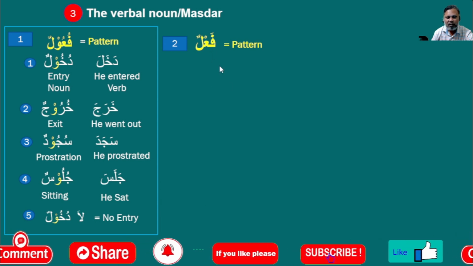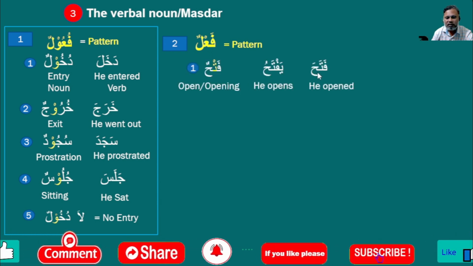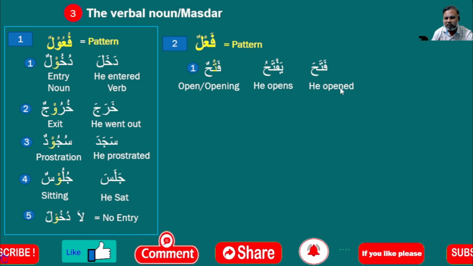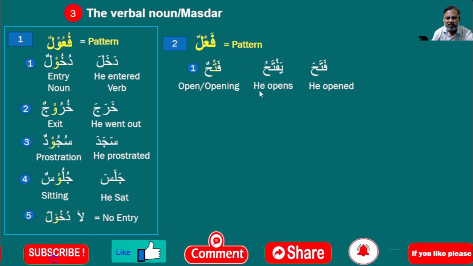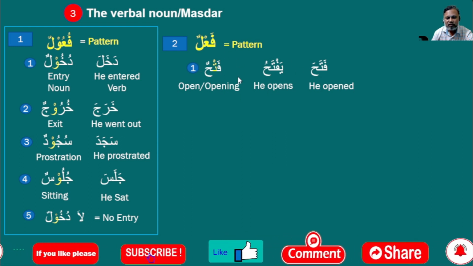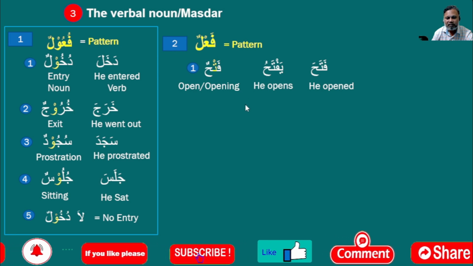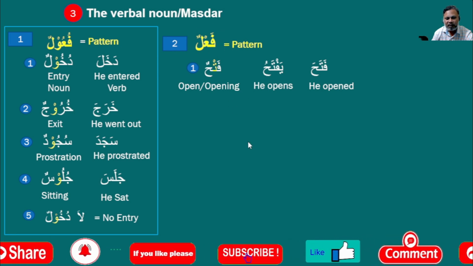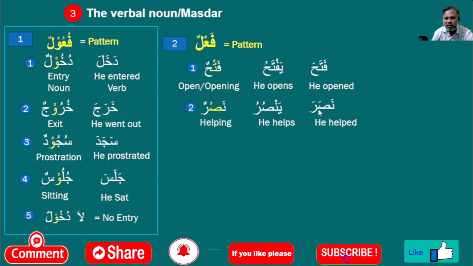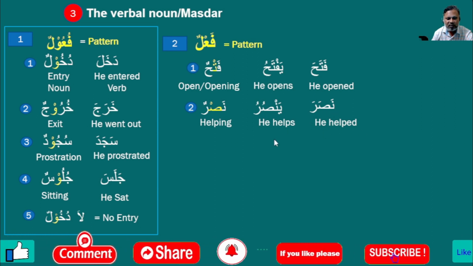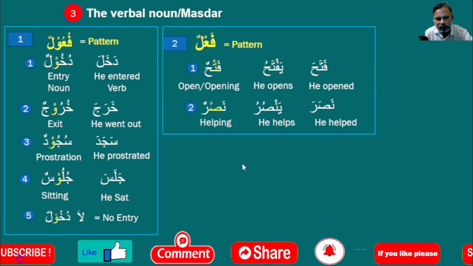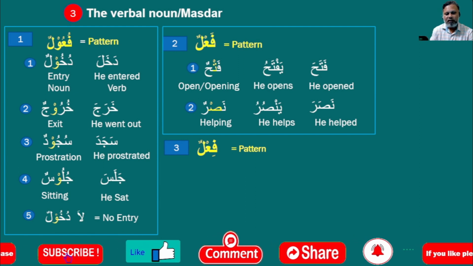Fa'lun. With the fa'lun pattern, you will get this masdar. Fataha means he opened, and yaftahu means he opens, present tense. And fathun means opening or open. This is the fa'lun pattern. And also one more: nasara means he helped, yansuru means he helps, and nasrun means helping. This is group 2.